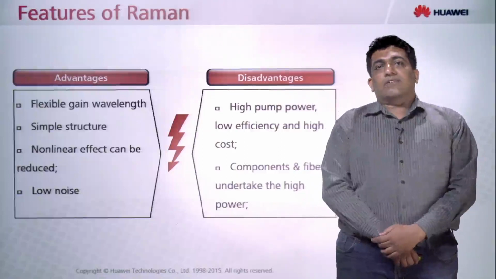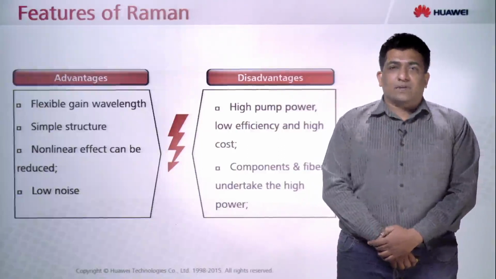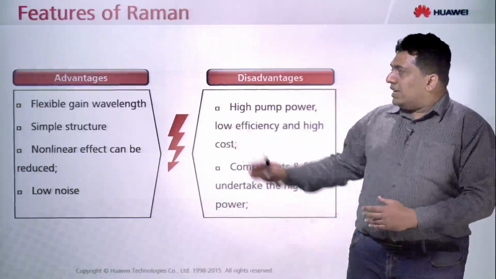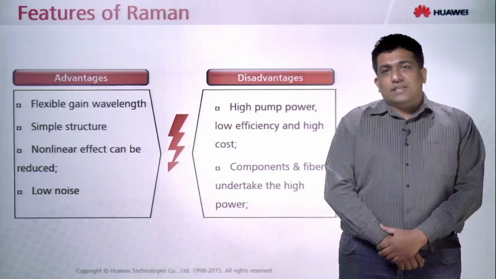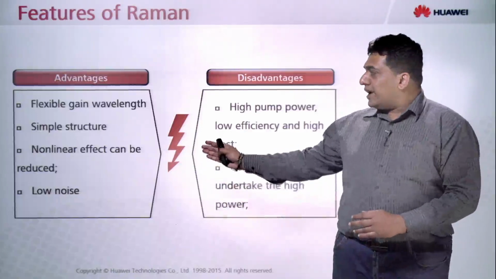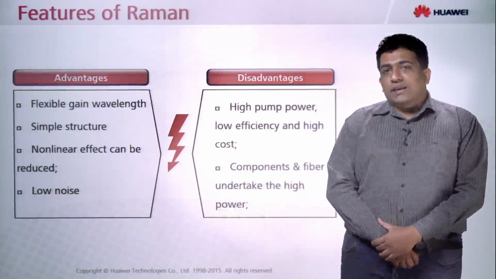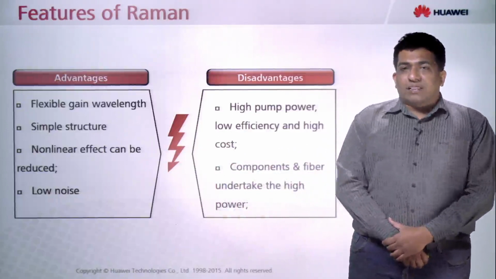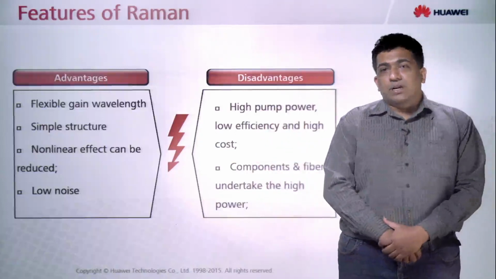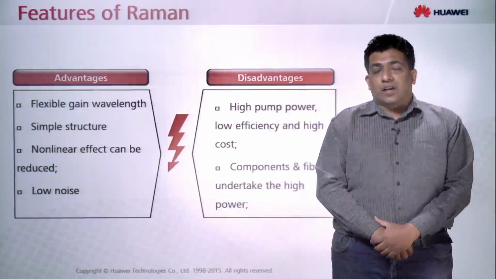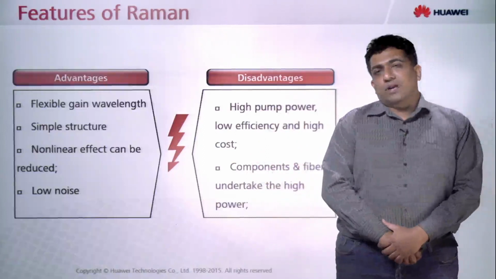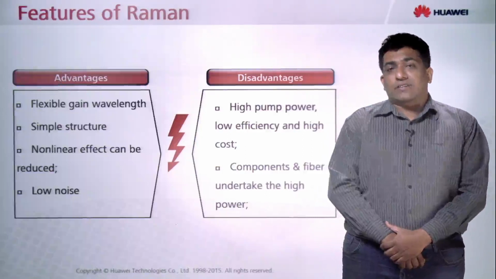So here we also have some advantages and disadvantages of the Raman amplifier. If you look at here, it gives you a flexible gain wavelength and a simplified structure. It also gives you a nonlinear effect that can be reduced, and very low noise. But the disadvantages are, you can look at here, a very high pump power with low efficiency and high cost. The components and fiber undertake the high power. And of course, it comes with a higher price.